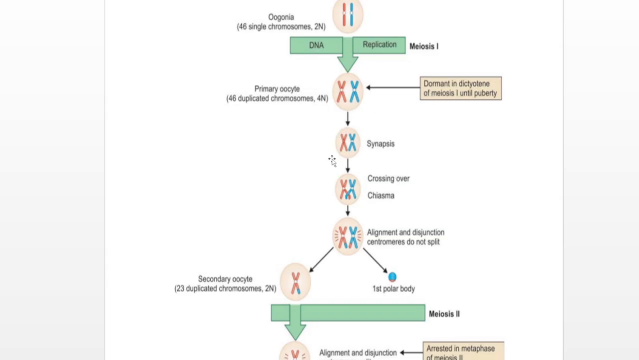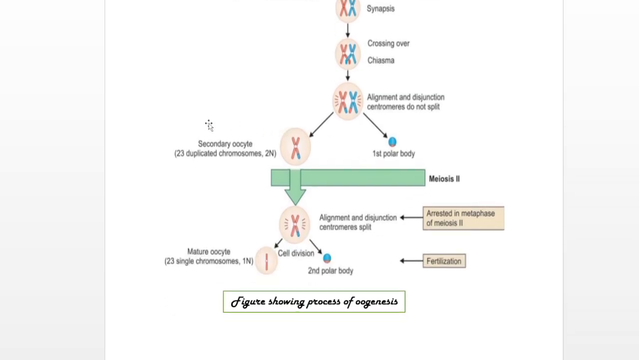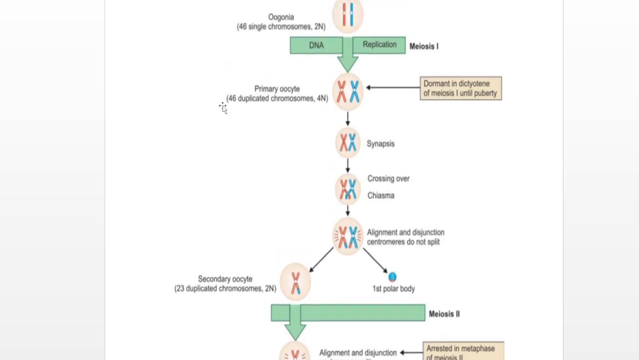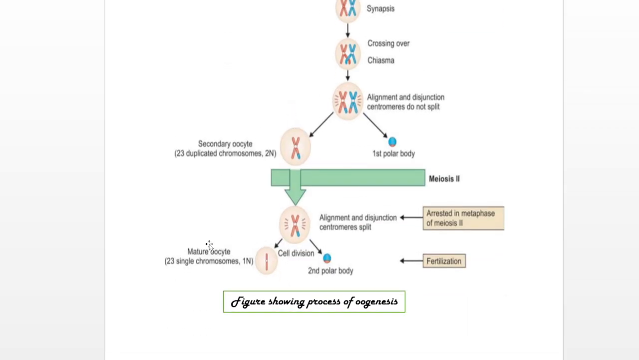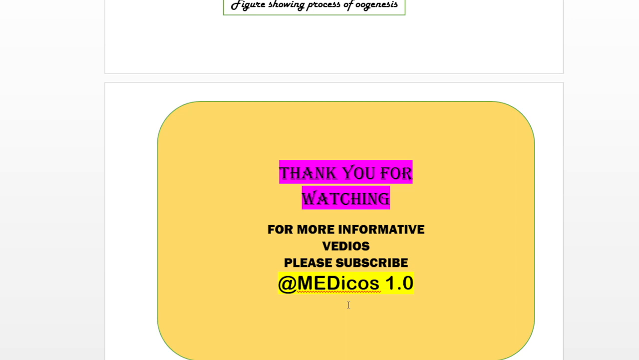Due to the LH surge at puberty, the primary oocyte undergoes the first meiotic cell division to form the secondary oocyte, which is haploid with 23 chromosomes, and the first polar body, which degenerates. Now, the secondary oocyte is further arrested in metaphase of meiosis II, and only if fertilization occurs does it complete meiosis II to give rise to a mature oocyte, which is haploid, and the second polar body. So two polar bodies are formed, the first and the second, which later degenerate. From one primary oocyte, only one mature oocyte is formed, along with two polar bodies. This is the figure showing oogenesis. This is all about oogenesis in this video.